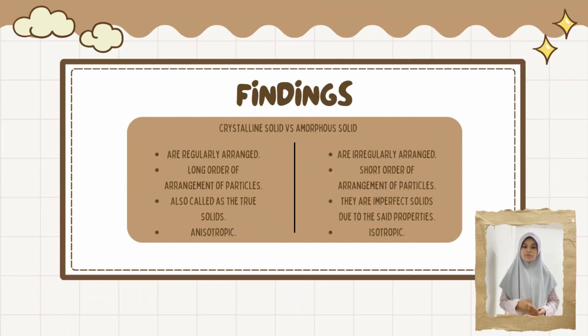Meanwhile, amorphous solids have the opposite properties compared to crystalline solids, which include being irregularly arranged with a short-range order of arrangement of particles. They are also called the imperfect solids due to these properties. Lastly, they are isotropic, which means they have the same physical properties in all directions.